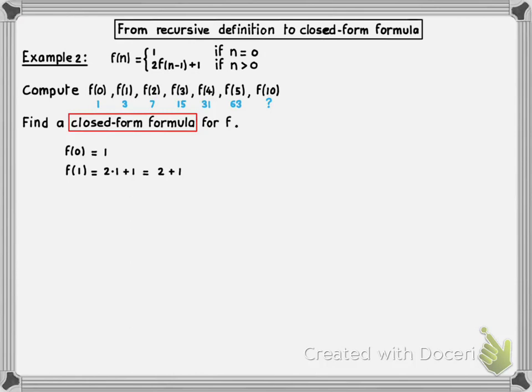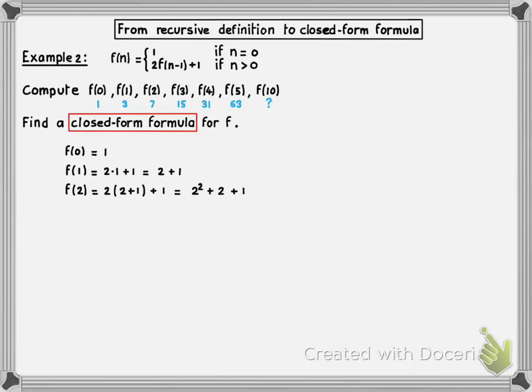F of 2 is 2 times f of 1 plus 1, and f of 1 is 2 plus 1. So we can replace and get 2 times 2 plus 1, and when we multiply that, we get 2 squared plus 2 plus 1. Notice I'm not computing the final values of f of 1 and f of 2 here. I don't really care about the final value. What I care about is identifying a pattern. And maybe you can see it emerge here in the computation.